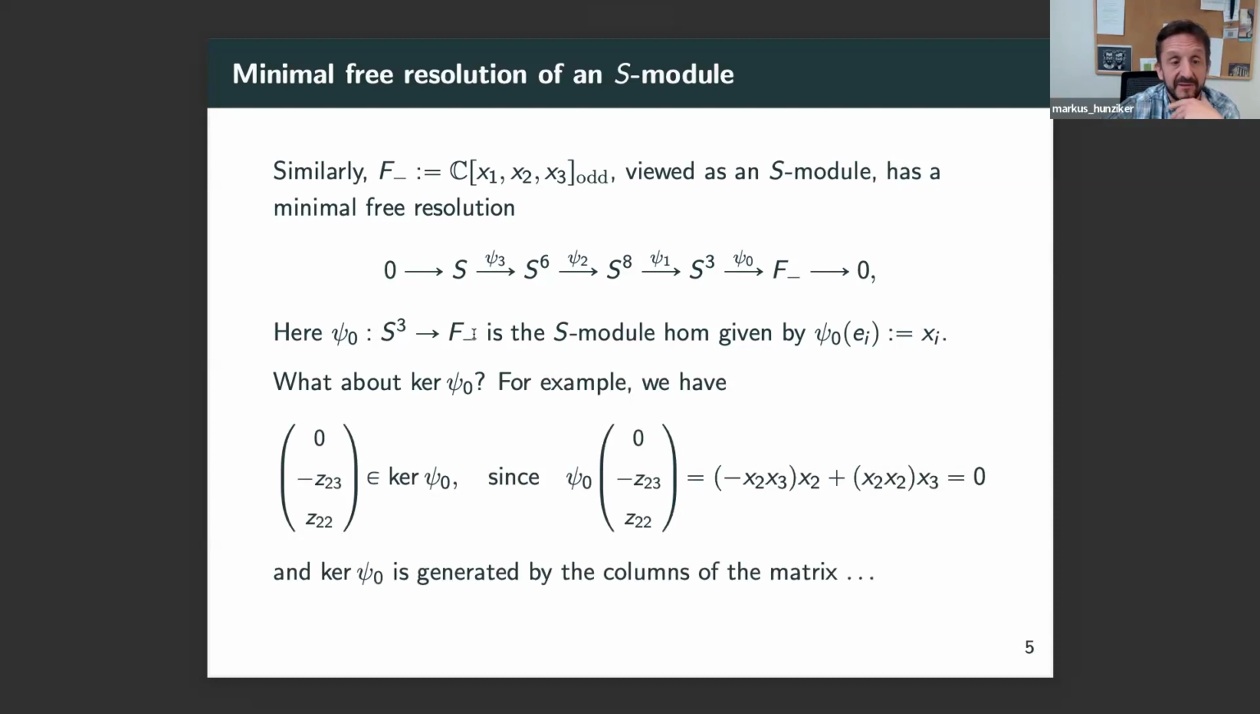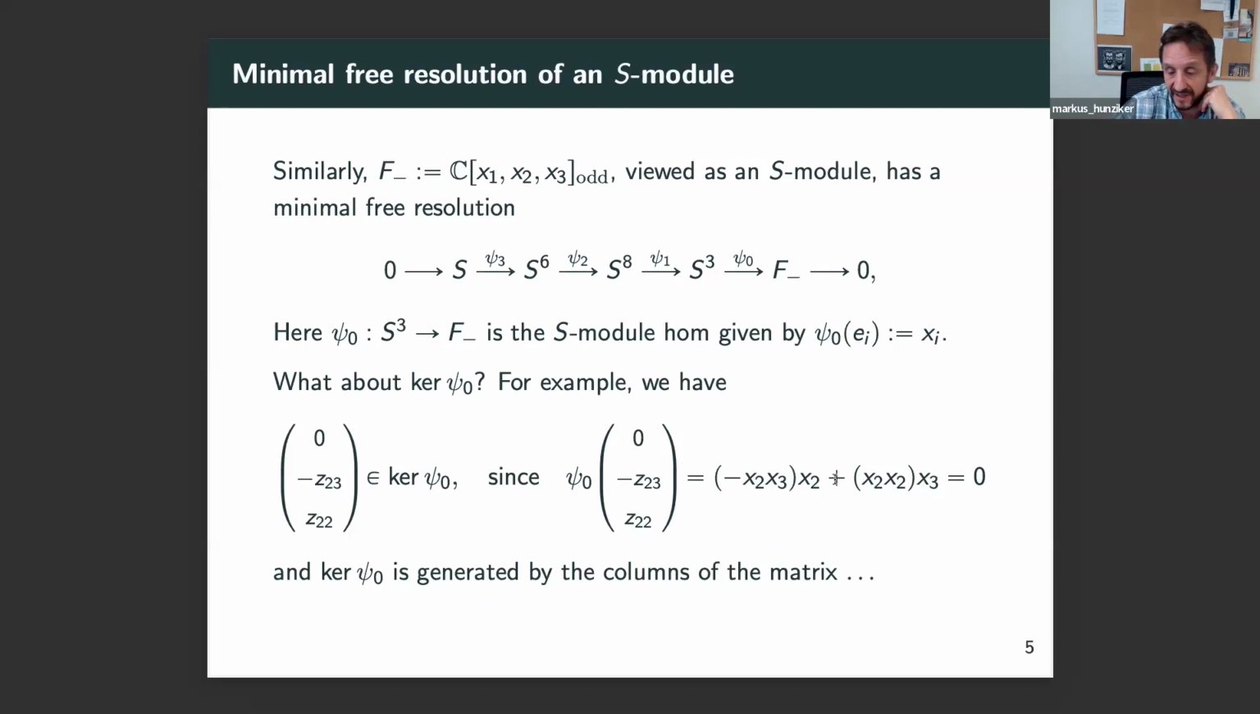For example, the column vector (0, -z2,3, z2,2) is in the kernel, because if you substitute things in, remember that z2,3, when you substitute things in, you get the polynomial x2, x3. So this -z2,3 lives in the second slot. We also have to apply psi naught to E2, which gives you this x2. And similarly for the last thing, z2,2 goes to x2, x2, and then E3 goes to x3. If you multiply this out, you will get 0.